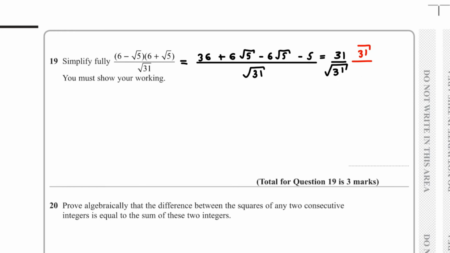So here we've got 31 over root 31 multiplied by root 31 over root 31. So if we work this out, we've got 31 times root 31 over 31 square rooted times 31 square rooted, which is 31. Well, here these cancel out, so we're left with root 31. So we have root 31.